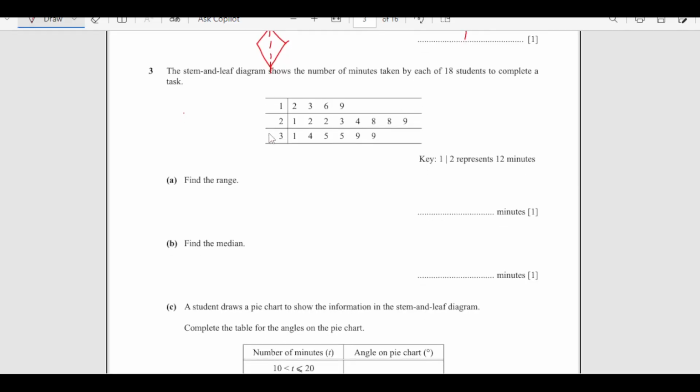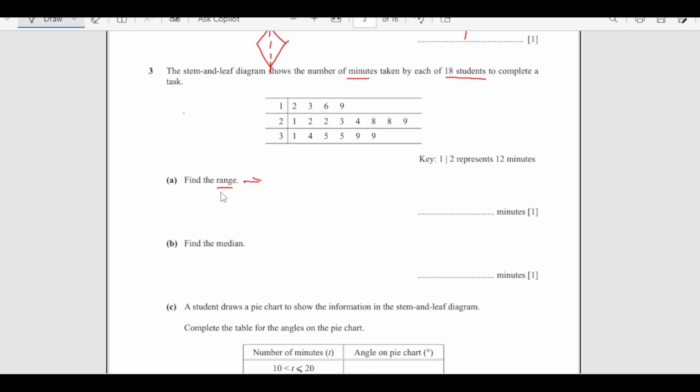Now number 3, the stem and leaf diagram here shows the number of minutes taken by each of 18 students to complete a task. This is the stem and leaf diagram, and this is the key given: 1 | 2 represents 12 minutes, right? This way, this is 12 minutes, 13 minutes, 16 and 19, and so on, right? One thing you need to remember: always underline the keywords so that you don't miss out some important information. So the first part we have here, find the range.